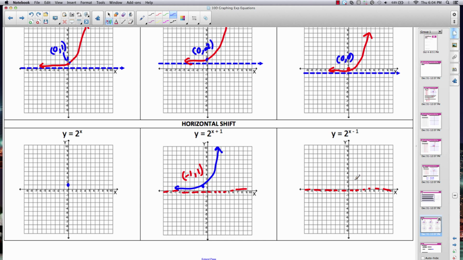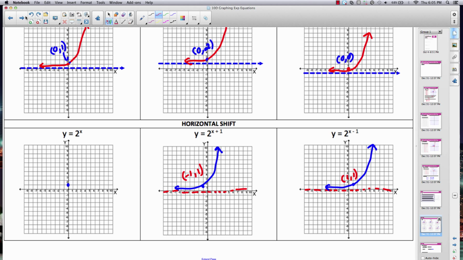And if the point is normally at 0, 1, but we're moving to the right 1, well that new point is now going to be at 1, 1. Okay, and it would look like this. So again, let's write down what that new point is. 1, 1.